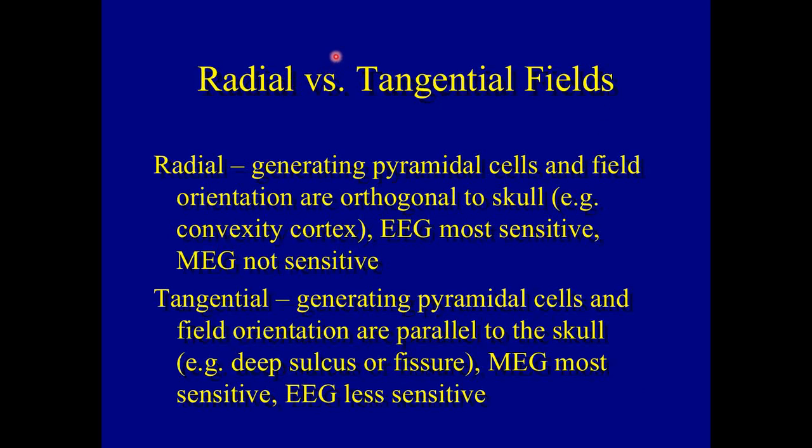So let me just reiterate this important difference. Radial fields are generated by pyramidal cells that are orthogonal to the skull. EEG is very sensitive to these fields. MEG is not. Tangential: the pyramidal cells are parallel to the skull, such as in a deep sulcus or fissure. MEG is most sensitive to this orientation. EEG is less sensitive.